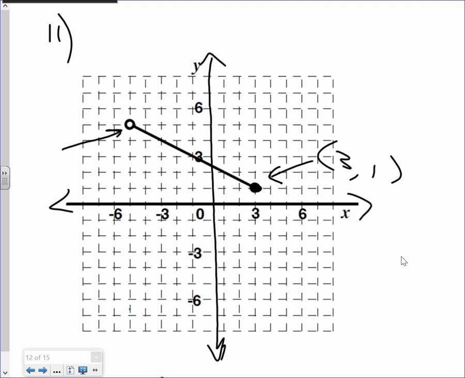So x cannot be negative 5. So here's negative 5 right here. X cannot be negative 5 because there's no dot there. It's open. But what this function is telling you is, look, x can be any number infinitely close to negative 5, getting closer and closer and closer infinitely, but never actually touching negative 5. Negative 5, I should say, not positive 5. Positive 5 is over here.